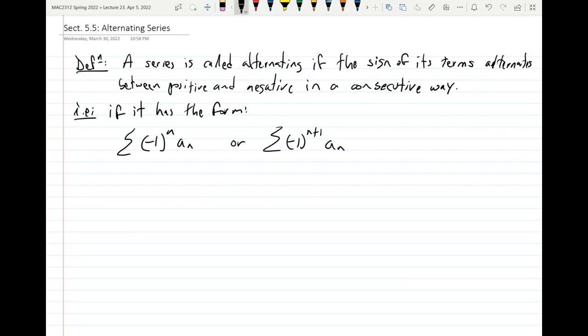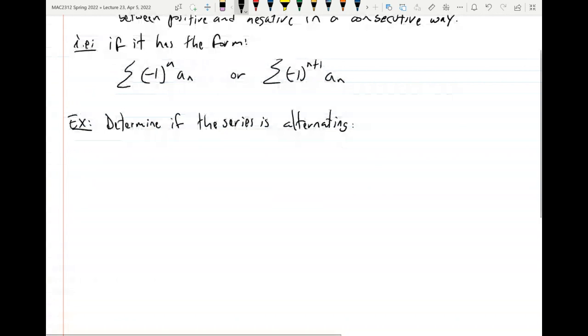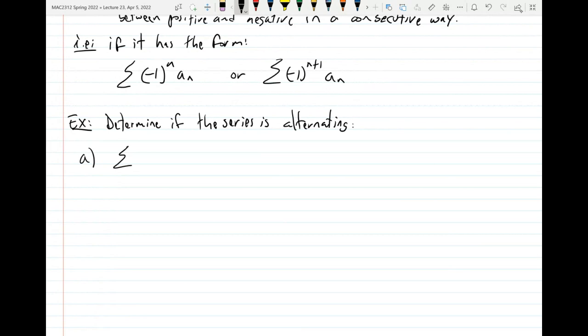Now, you have to be careful here. So, I guess, an example. Determine if the series is alternating. So we just need to say yes or no, okay? So I'm going to write here the sum from 1 to infinity of negative 1 to the n plus 1 times 1 over n.